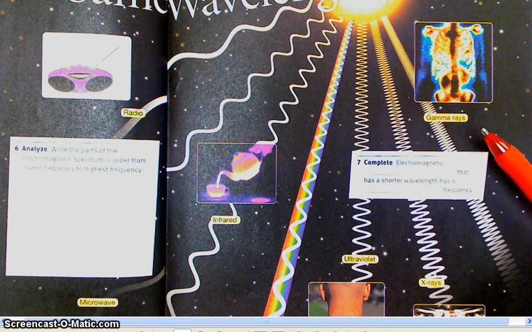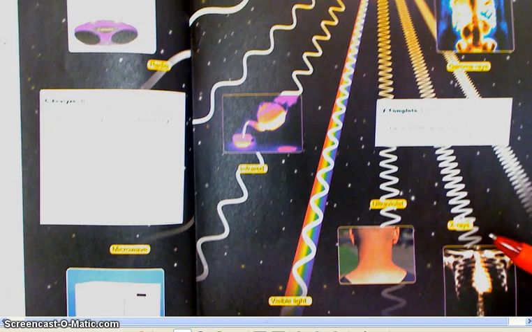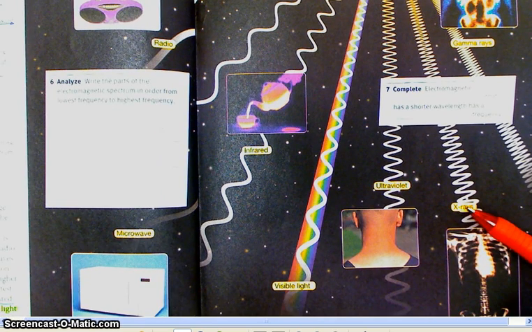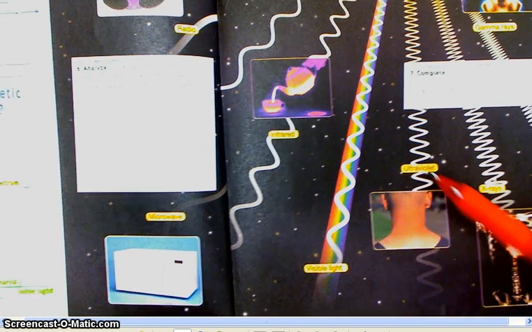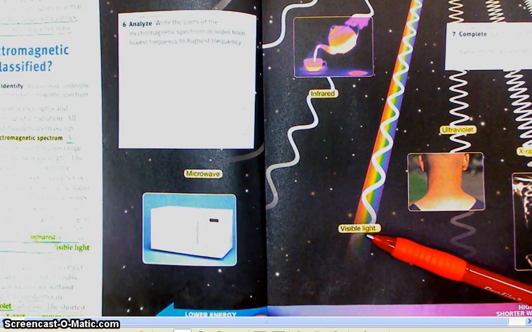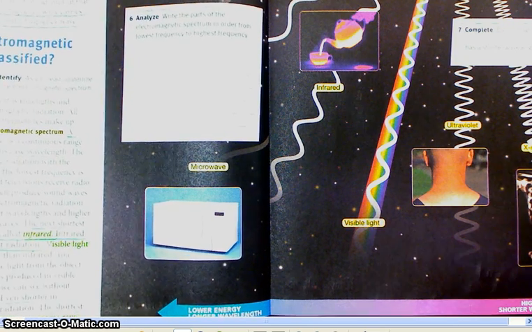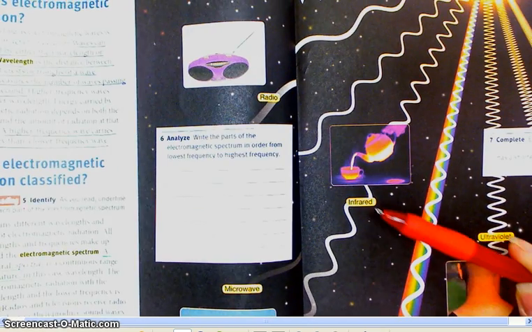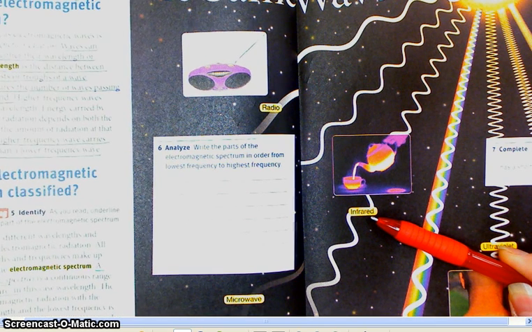Okay, but these are all electromagnetic radiation. Gamma rays are the shortest. X-rays are a little bit longer wavelength. Ultraviolet's a little bit longer wavelength than that. Visible light, the light that we can perceive with our eyes, is a little bit longer than that. And then a little bit longer than visible light is something called infrared, and that's what we pick up as heat radiation a lot of times.